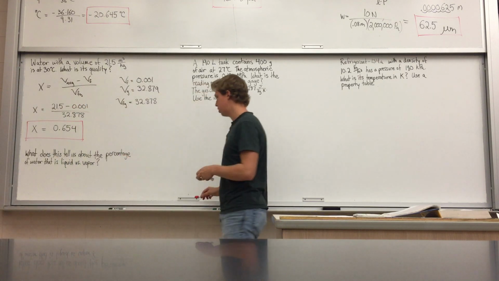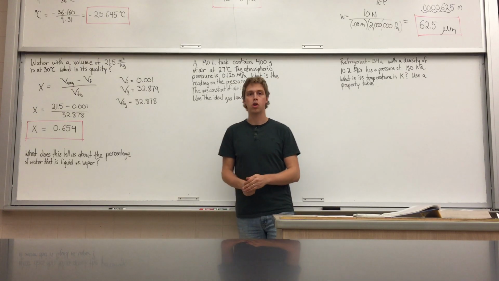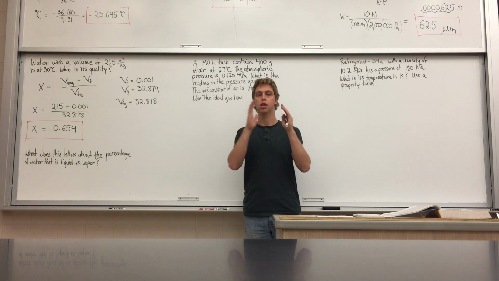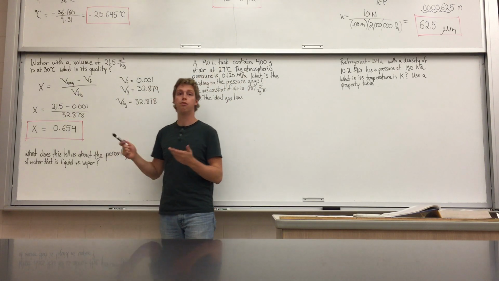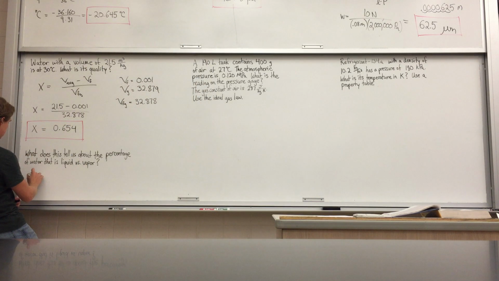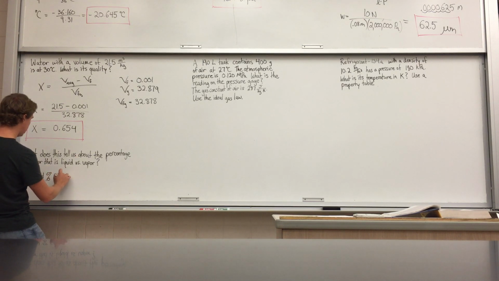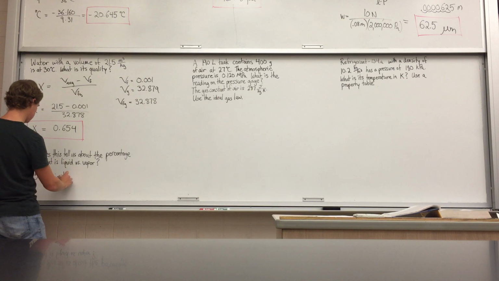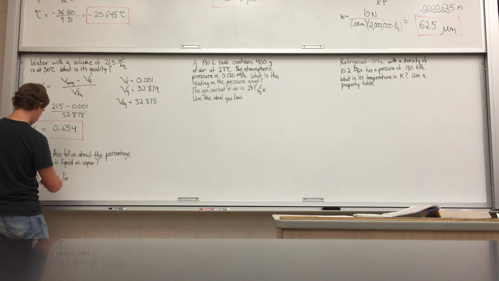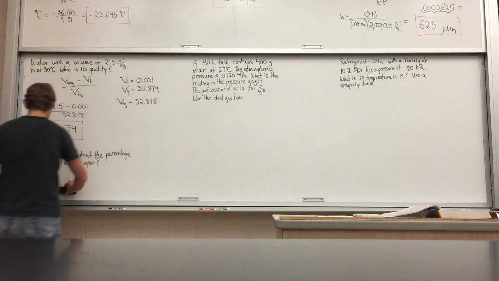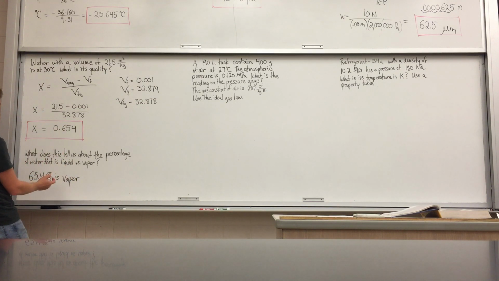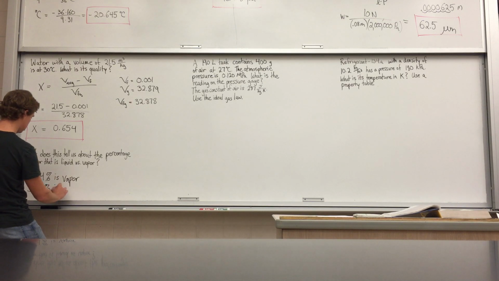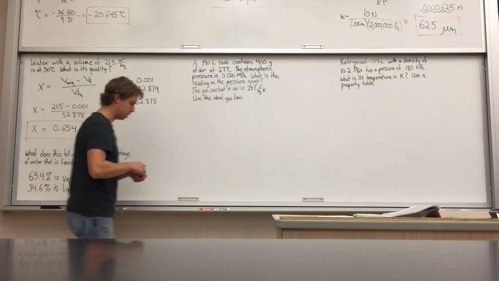Next question. What does this tell us about the percentage of water that is liquid versus vapor? Remember that quality means that we are in a specific volume that is in the region between the saturated liquid line and the saturated vapor line. We've progressed across that region 65.4% of the way. That tells me that 65.4% is liquid. Sorry, 65.4% is vapor, because we're that far toward the vapor side. And the remainder, which is 100% minus this, is 34.6%, which remains liquid.